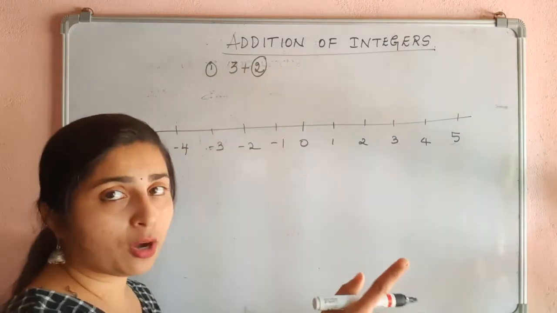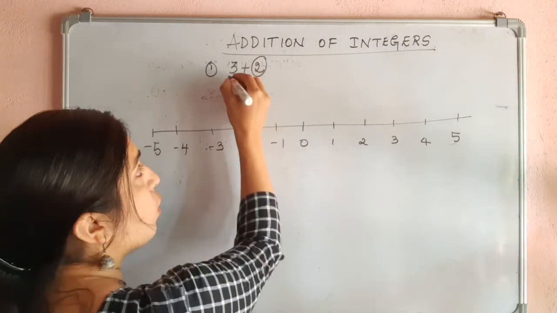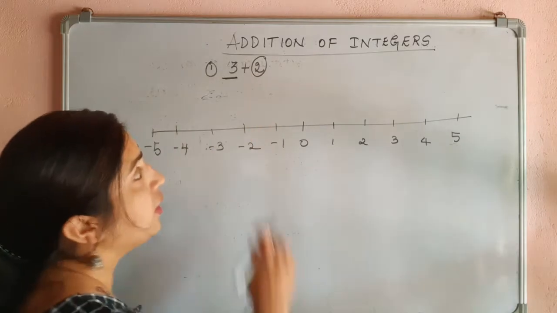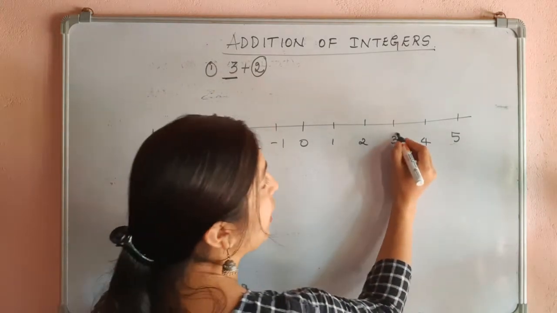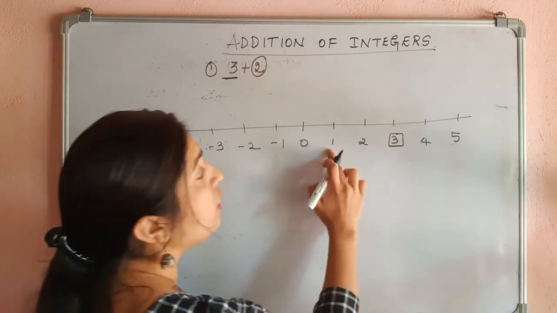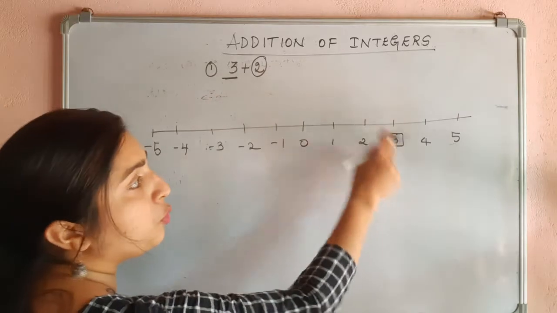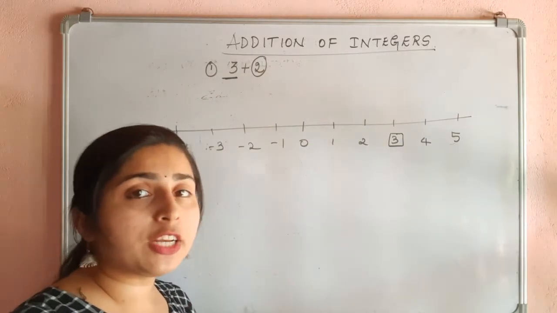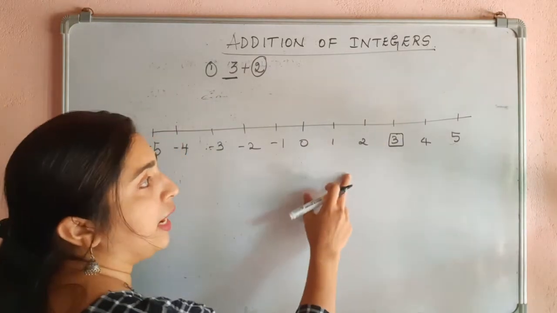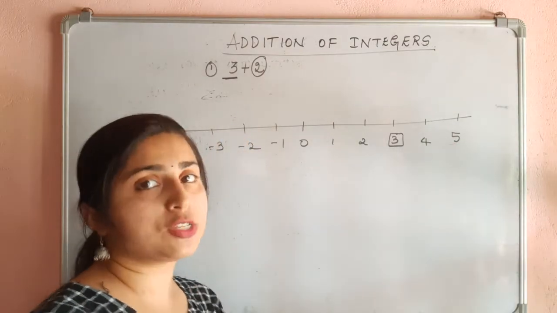I am adding a positive integer to 3. In this case, first always take this addend, that is 3, and mark here 3. Or you can add like this: 1, 2, 3. So this is 3. Now you have to add 2 to it, that means a positive integer. On the number line, you have to move towards the right when you are adding a positive integer.